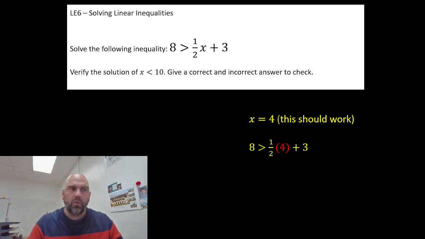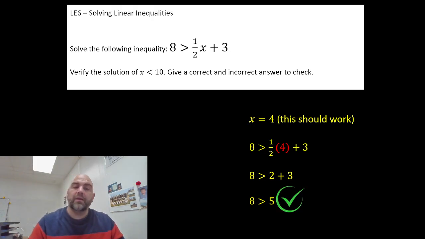1/2 times 4 is going to be 2. 2 plus 3 is 5. And is 8 bigger than 5? I'm hoping you're saying yes, whether loudly or quietly. Yeah, it is. So this works. So we know that a number that's smaller than 10 does work, which means that, yeah, good job. Okay, we got it.